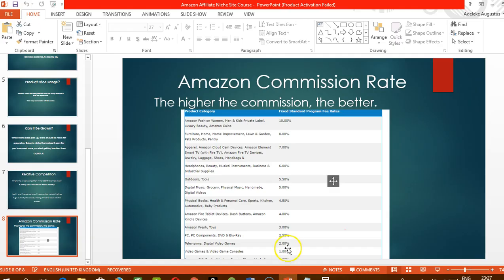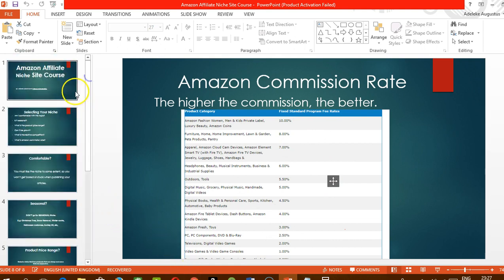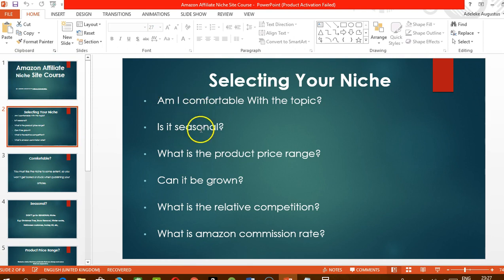You want to select a product that has at least 3% upward. Anything less than that is not encouraging at all. So 3% upward is a very good one. So that is a general overview of how to select your niche. It must answer these questions. You must be comfortable with the topic. It must not be seasonal. The niche must have both cheap and expensive products.